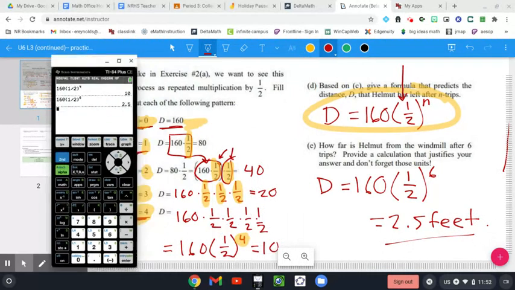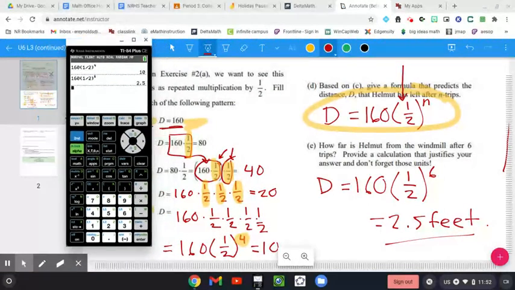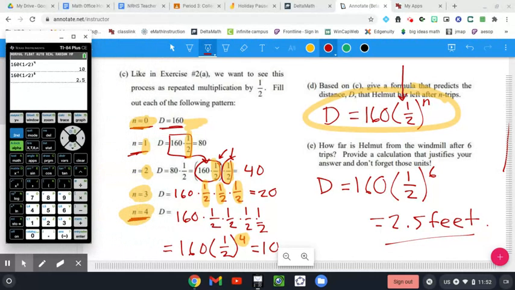Okay? So there is another page to this problem. I want you to try the second page on your own, and we, of course, will go over it in class together.